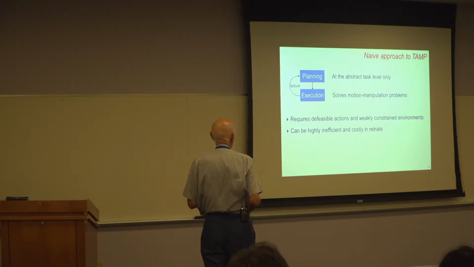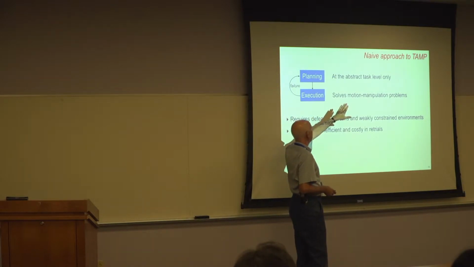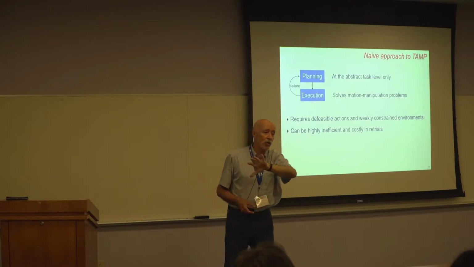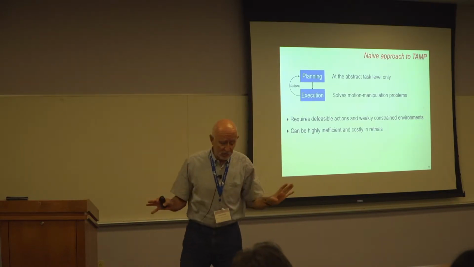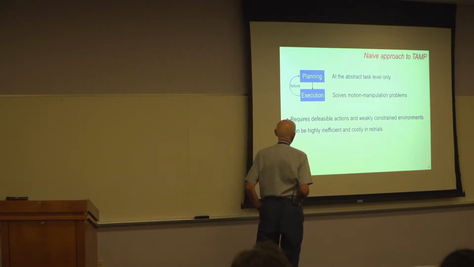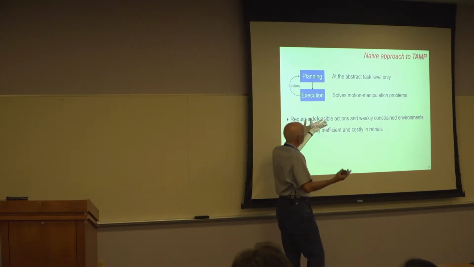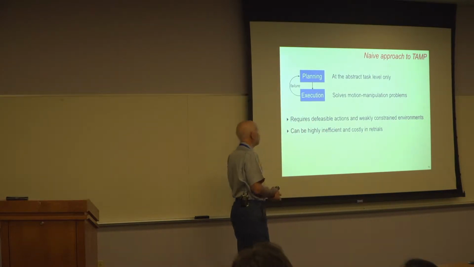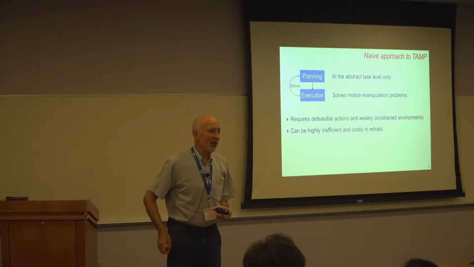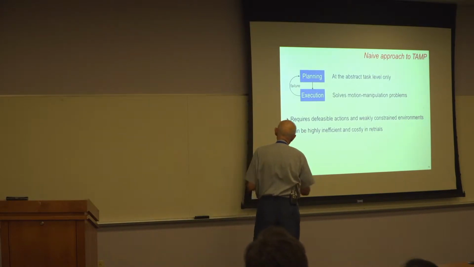And a naive approach to TAMP is to consider planning only at the abstract level. So we use a task planner and we deal with actions only as state transition systems, precondition effects, and we are done. And we use a motion manipulation planner at the execution level. Once we have a plan, for each of the planned actions, we solve the motion manipulation problems. So this is quite popular. It has been used in the AI robotics community from the beginning. And if there is a failure, you go back to planning and so on.